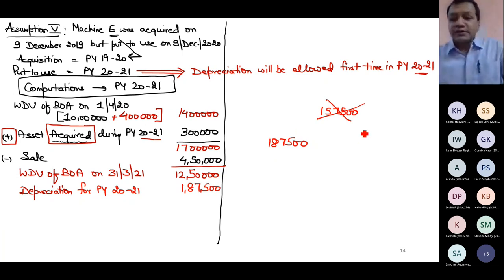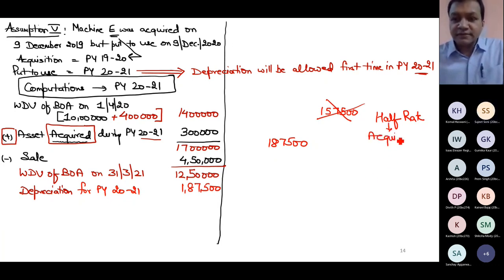The reason is, to charge half rate, both the conditions must be satisfied. And what are both the conditions? It should be acquisition and put to use in the same year. Yes, Sanjay, you are saying something?